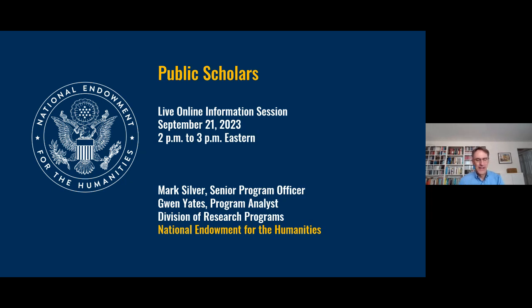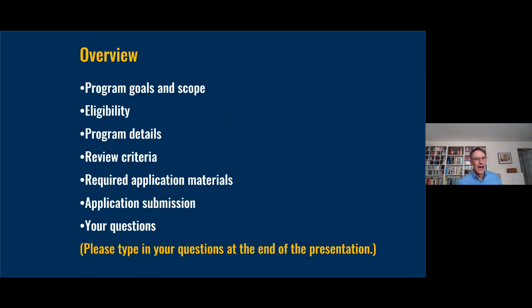I have a slide that will give you an overview of the topics I'm planning to cover, so let me bring that up. I'm going to start off by talking about the goals of the program and its scope, and I'll explain the eligibility requirements. I'll go over some key details of the program, including the time commitment that we expect from grant recipients. We'll look at the review criteria, the application materials that you have to submit, and the mechanics of submitting your application. And then we'll get to your questions.